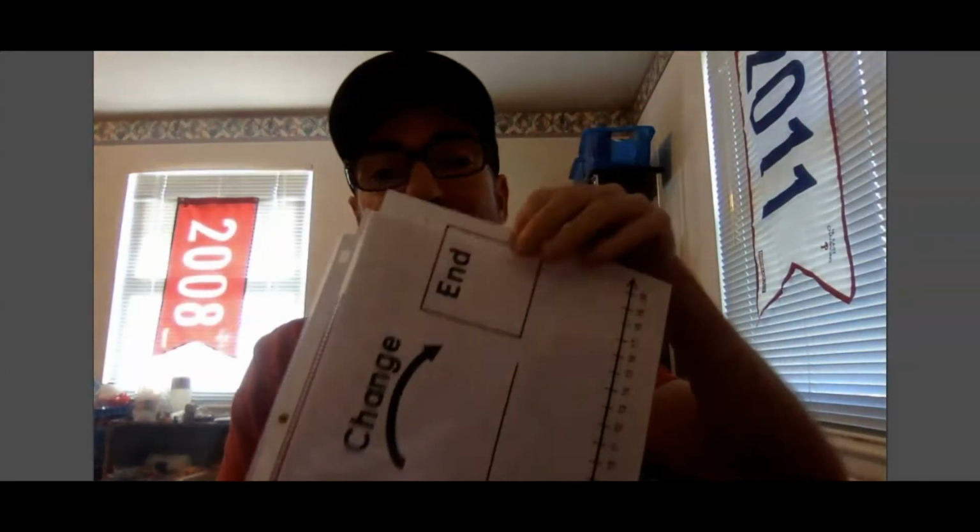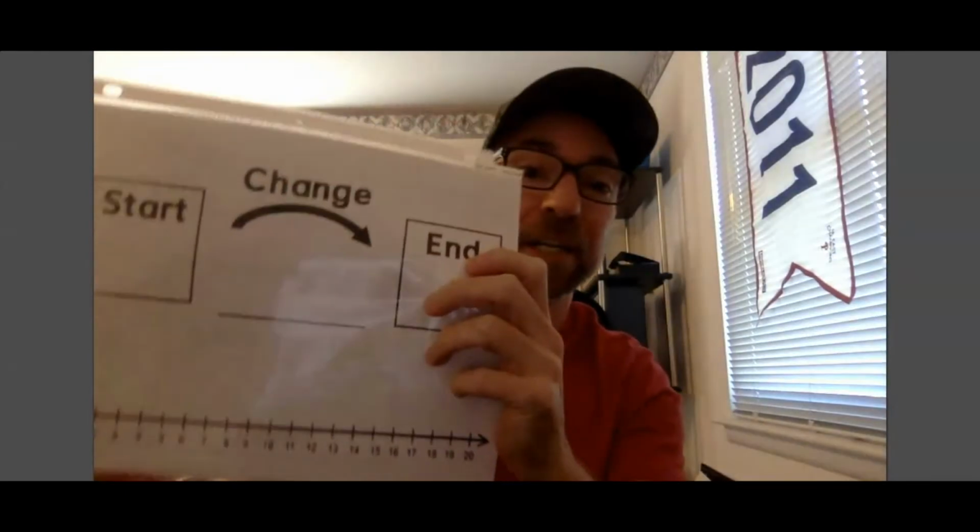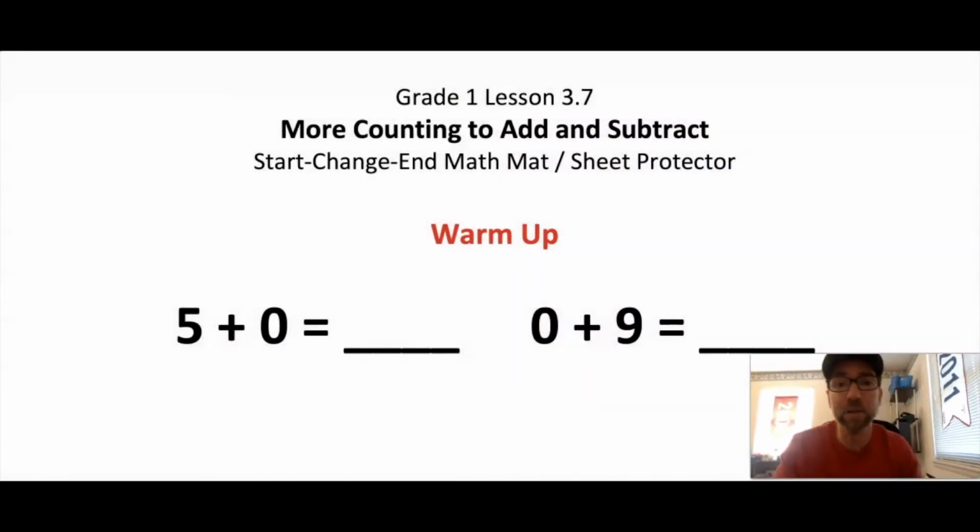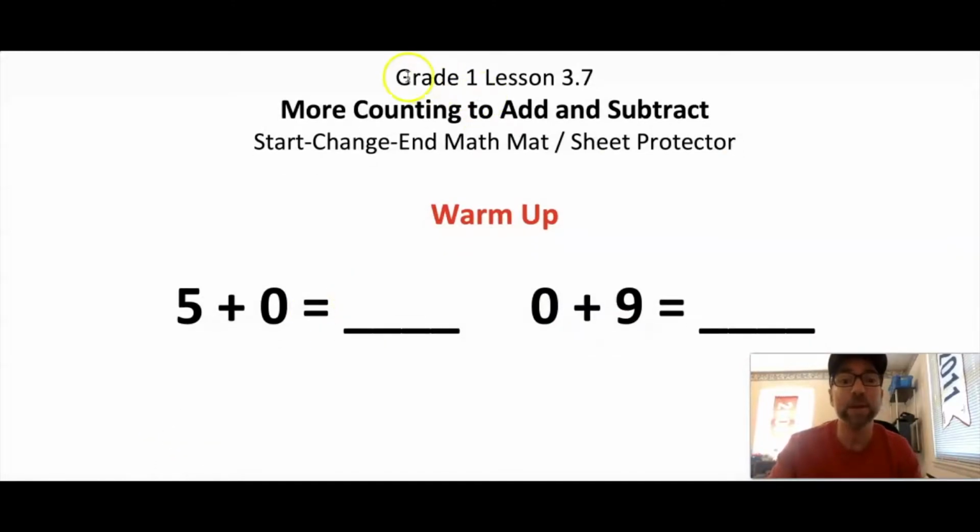Today, you are going to need your start, change, end template. Place that right inside your sheet protector so that you can follow along with today's lesson. So let's get started as I shrink myself into the corner. Today we are going to be doing grade 1 lesson 3.7, more counting to add and subtract. You're going to use your start, change, end math mat and your sheet protector.